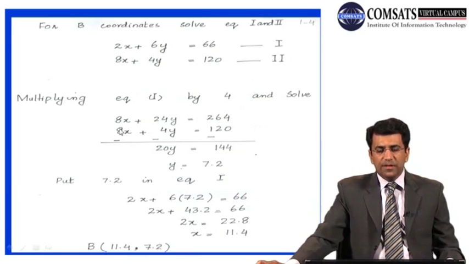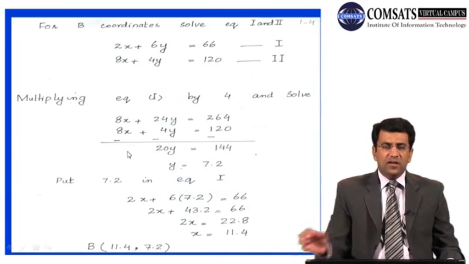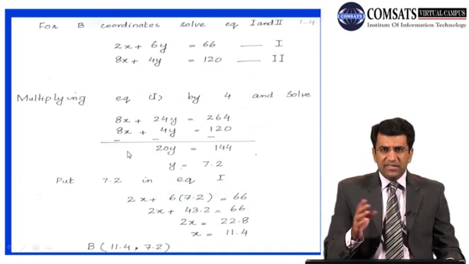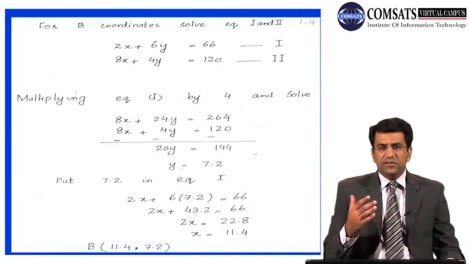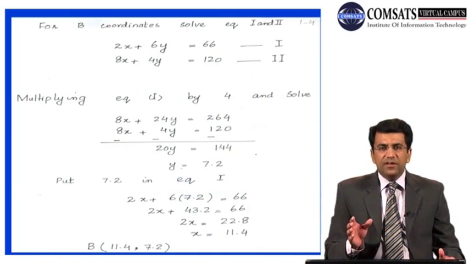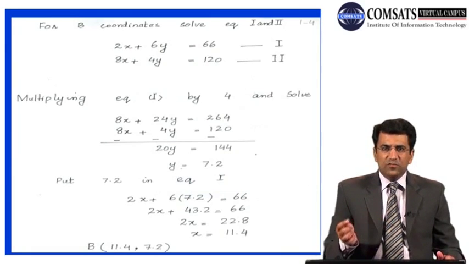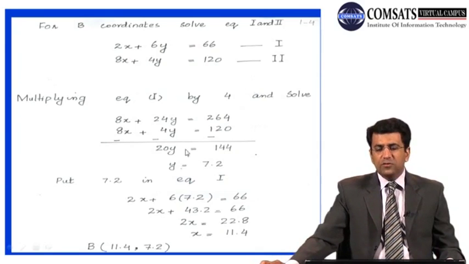both of these equations. Now class, in mathematics, if we multiply an equation on either side, on the left hand side and on the right hand side, it doesn't make any difference. So we can always use this method in order to equate the coefficients of the variables by multiplying a particular equation on either side. So we get 20y, this 8x minus 8x will be cancelled, and 20y will be equal to 144, and finally the value of y will become 7.2.